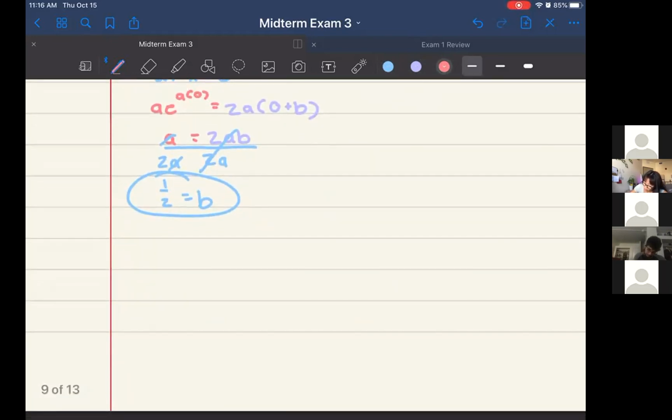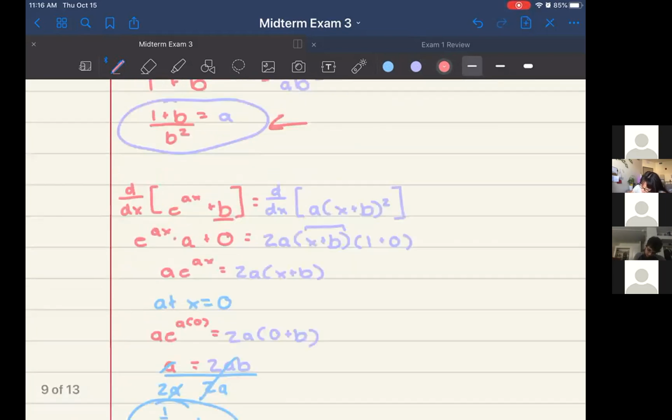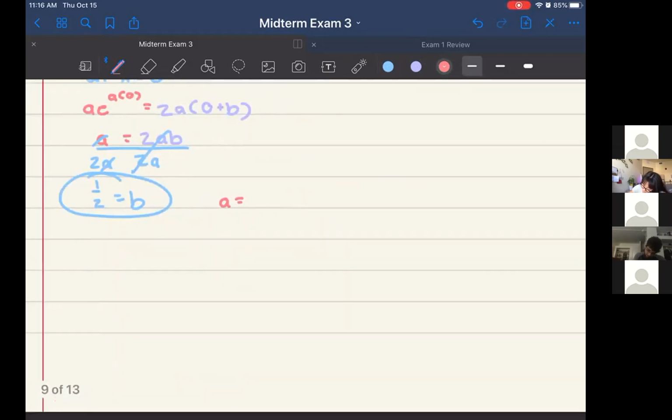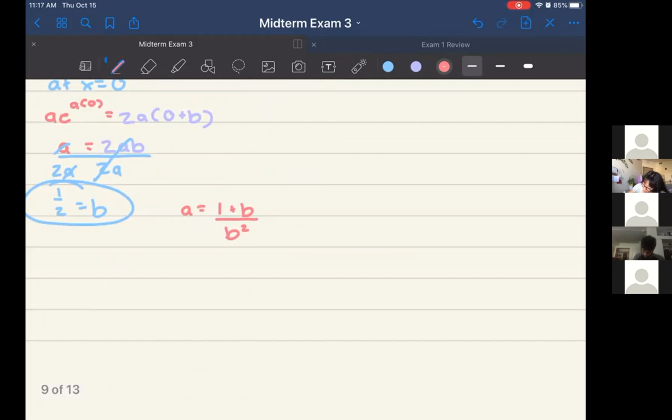So we know that b equals 1/2, and A equals, what was it? 1 plus b over b squared. Plug in 1/2. 1 plus 1/2 over 1/2 squared, which is 1/4.